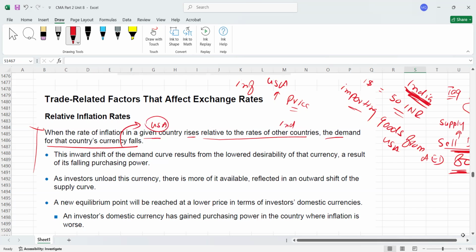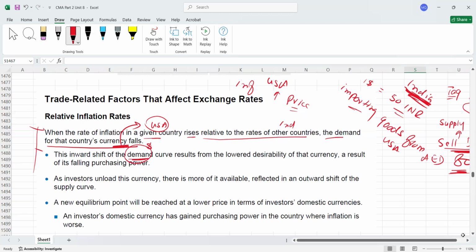Now due to this trend, what will happen next? The demand for the US dollar will fall, because you will stop importing the goods since those goods are more expensive. Now the second point: once you stop buying US goods, you don't need to buy US dollars either, because you are not importing goods from the US. So the demand for the US dollar will reduce.